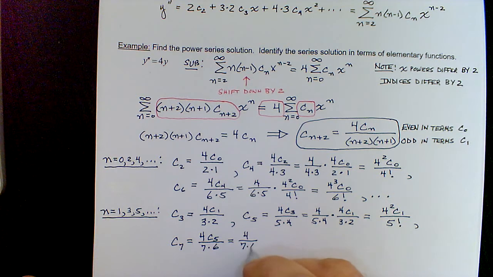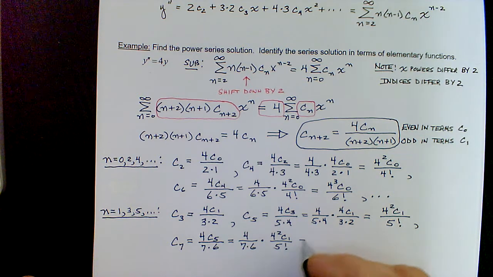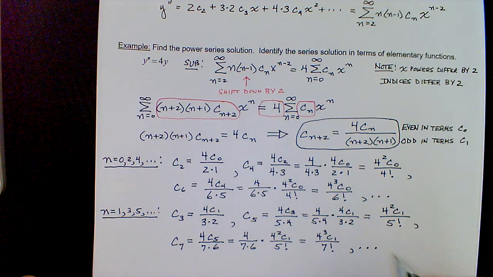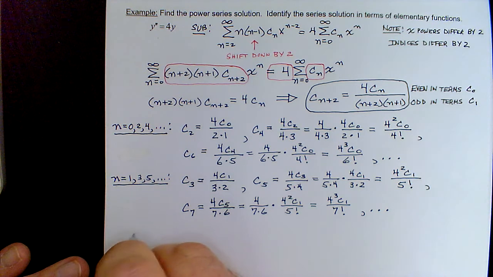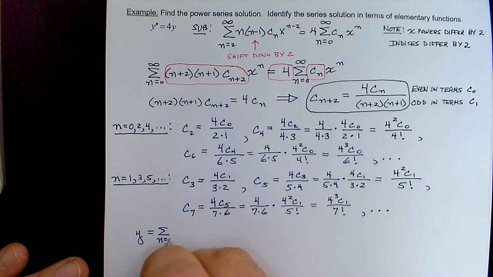So that's 4 over 7 times 6 times c sub 5, which was 4 squared c sub 1 over 5 factorial. So that gives us 4 cubed c sub 1 over 7 factorial. And you could generate more terms if you wanted to. Okay, so now our solution, y, which was the sum as n goes from 0 to infinity of c sub n x to the n.